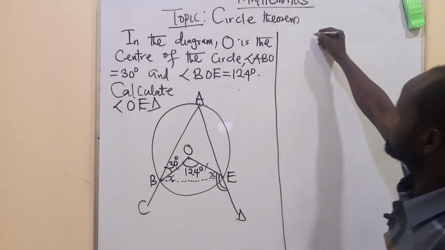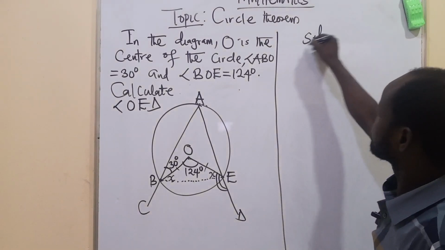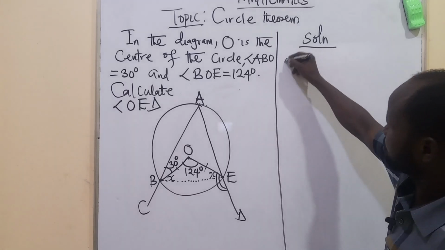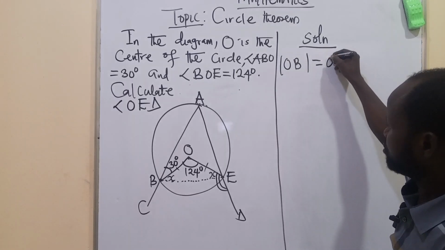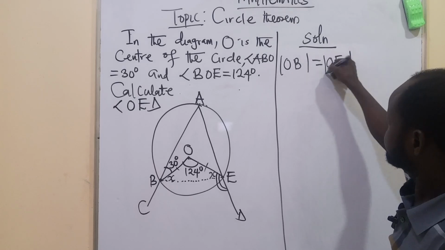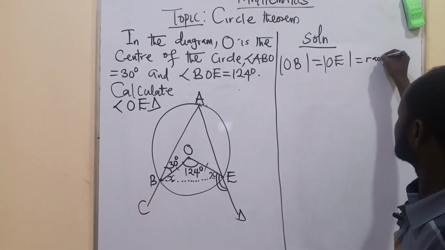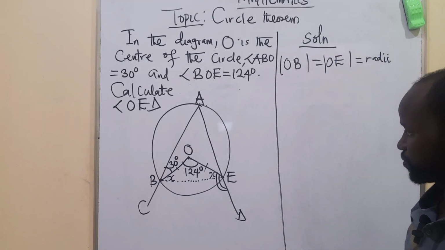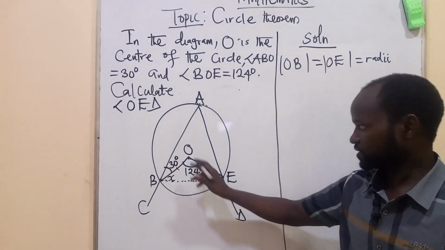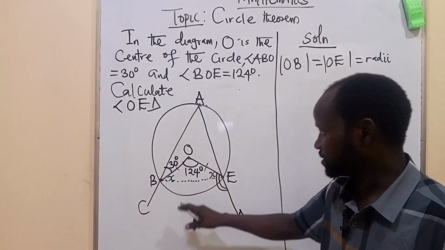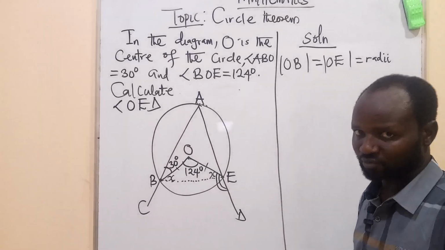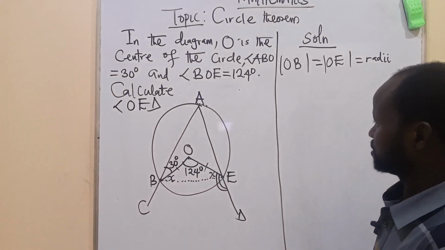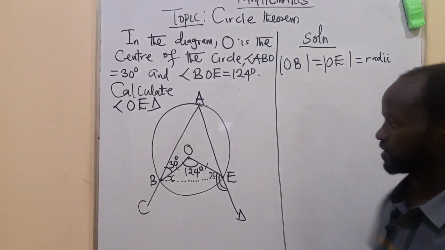Let's bring out the information and write down the solution. As I said, OB and OE are the same, because these are the two radii we have. They are of equal length, and since they are of equal length, the base angles of this triangle are the same. Base angles of an isosceles triangle are equal. So we can easily find the value of x.